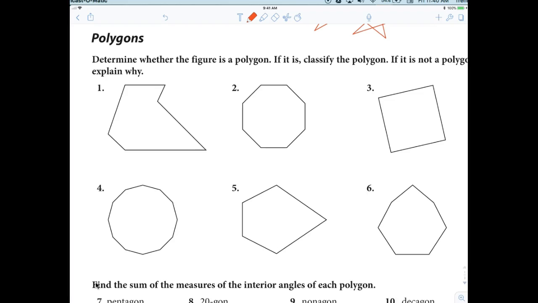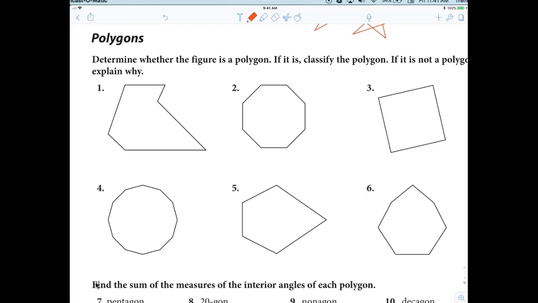Now if you know this one, I'll be impressed. 11 sides is undecagon. I know, I don't make these names up. They were just told to me. So 12 sides, I'm sure it's more common, is called a dodecagon.